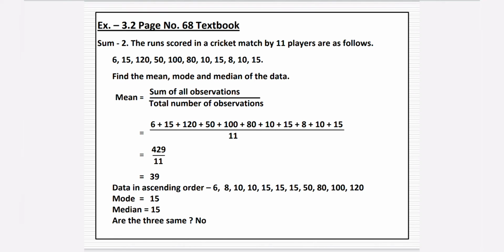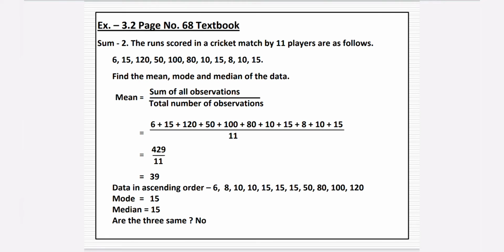When we arrange this in ascending order, we write 6 first because it is the lowest score. Then 8, then 10, 10, 15, 15, 15, 50, 80, 100 and 120. So children, all is arranged in ascending order.